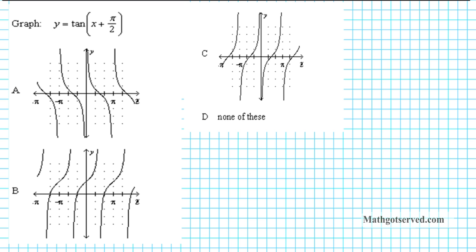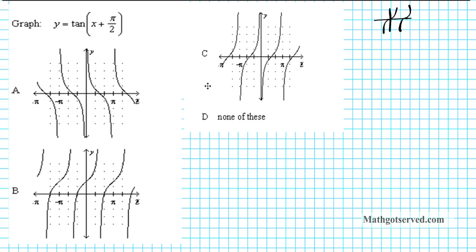Okay, let's take a look at the next question. We are asked to graph y equals tan of x plus pi over 2. To graph this, we just need to remember what the general appearance of the tan function looks like. Remember, the tan, starting from the center, heads to infinity at the asymptote to the right, and to negative infinity at the asymptote to the left, and exhibits the same behavior forever. Okay?